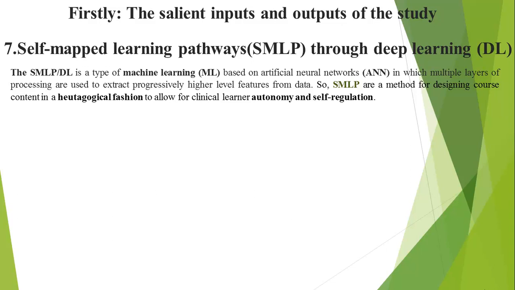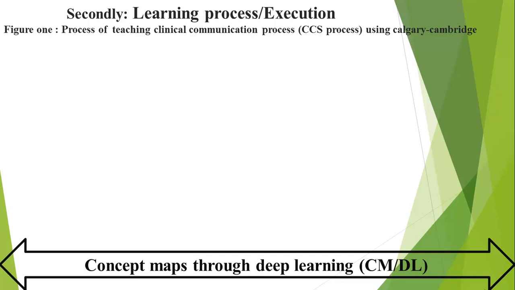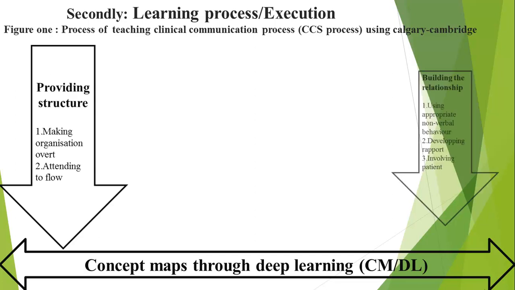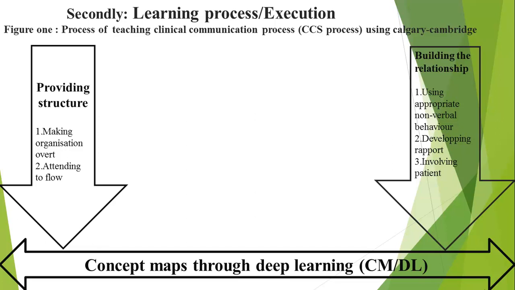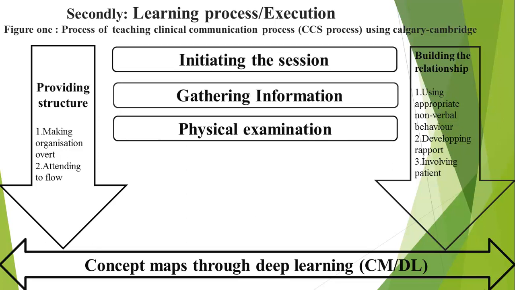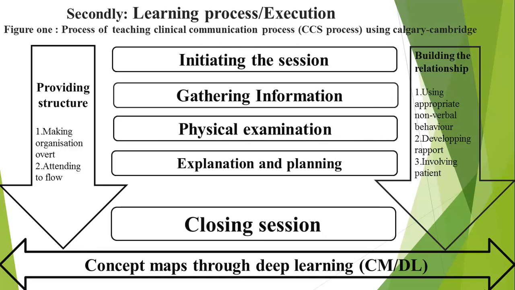So SMLP are a method for designing course content in a pedagogical fashion to allow for clinical learning, autonomy, and self-regulation. Right now, let's move into our second part, our research methods, characterized by 5 elements as follows. First element, our aim. The study attempts to provide an introduction of concept map through deep learning as an effective tool in order to promote clinical oral communication skills in clinical learning.